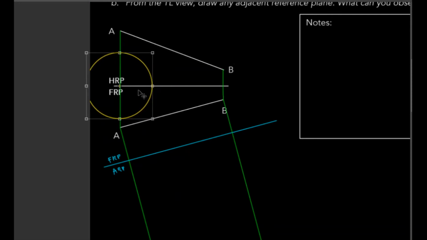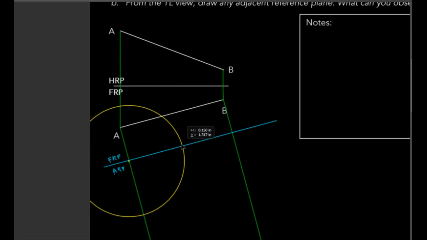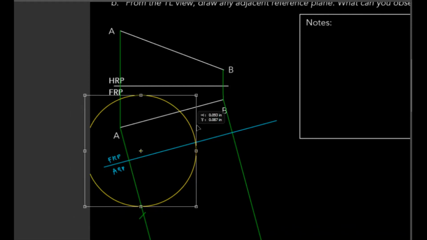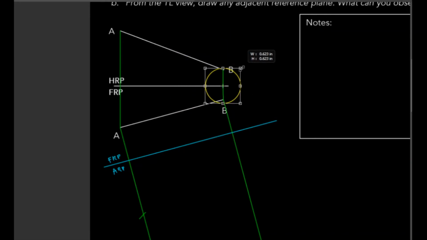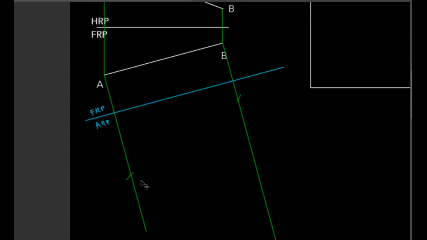So if I measure the distance from the folding line separating HRP and FRP to A, and copy that distance here. Then again, I'll copy the distance of B like so, and then copy it into ARP. I'll hide my compass. This will now be the location of my A, and this is B. And if I connect it, this is now my final answer.